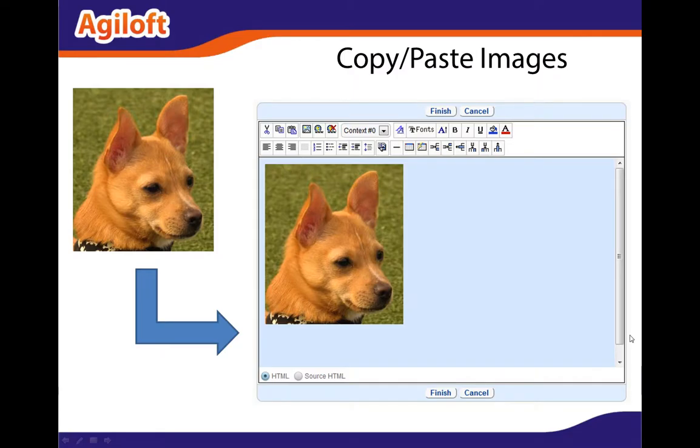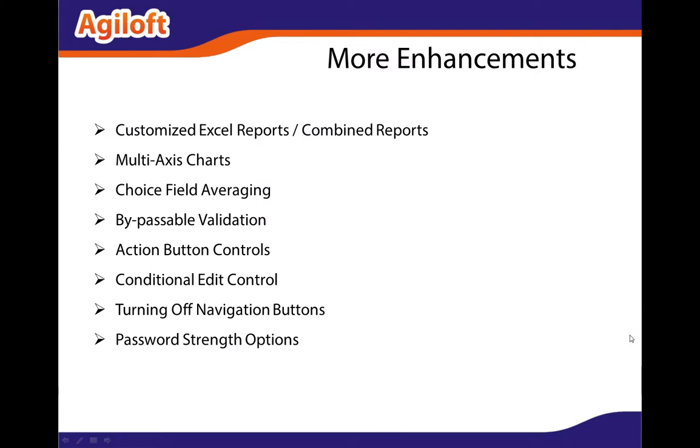Back to our slides. This brings us to our second set of enhancements. The first three of these are all related to charts and reports: the customized Excel or combined reports, multi-axis charts, and choice field averaging for use in reporting. For the admin, there's now an option to make record validation overridable.